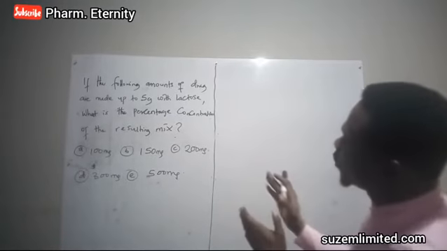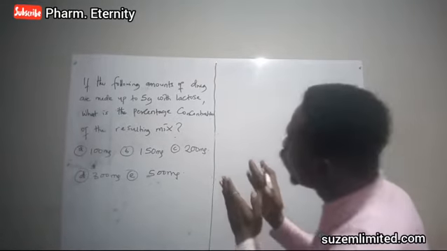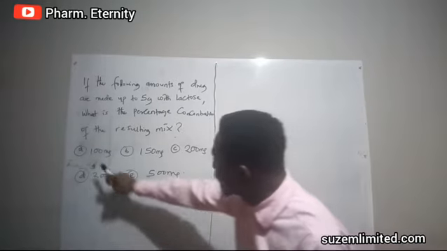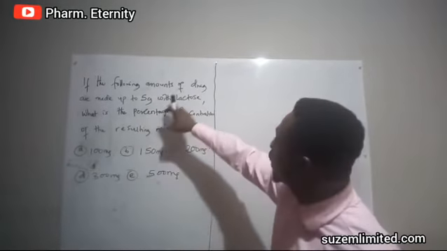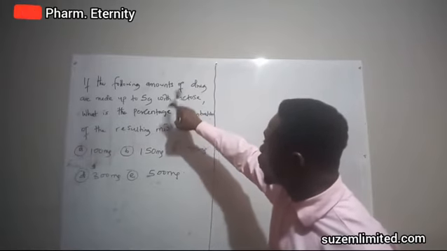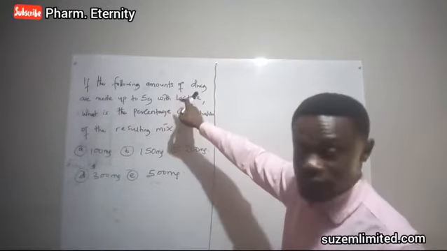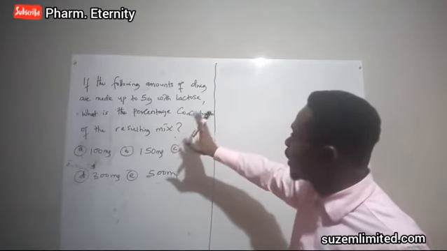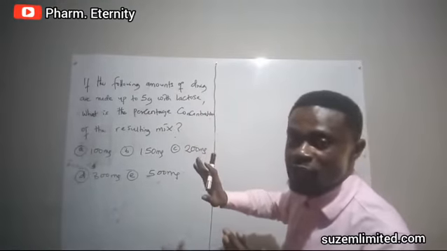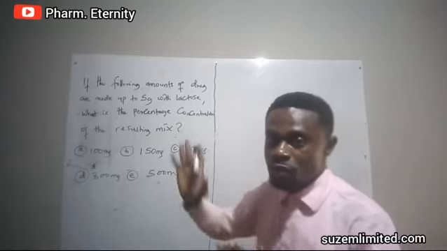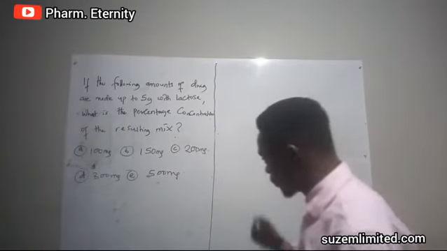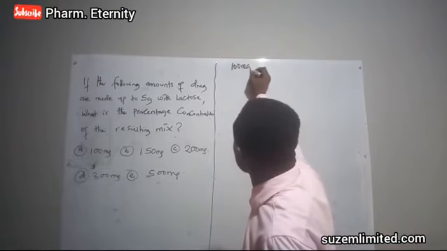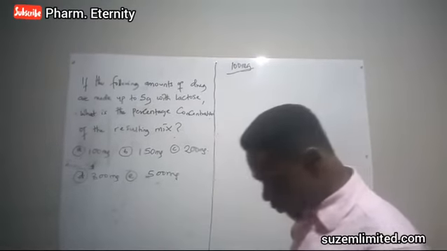If you look at this question, this is a case of weight in weight, because the ingredient in question is in milligram and it's being diluted with lactose, which is also a weight, even though it's 5 grams. At the end, it's a case of weight in weight. Now let's calculate for 100 milligram.